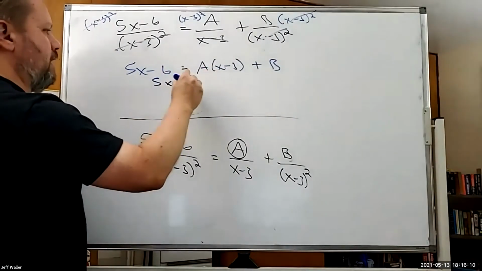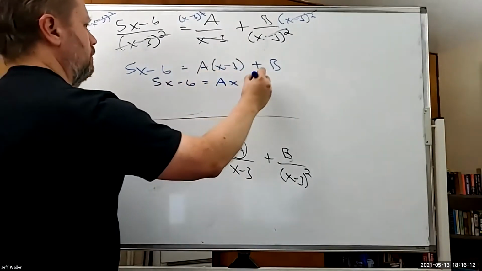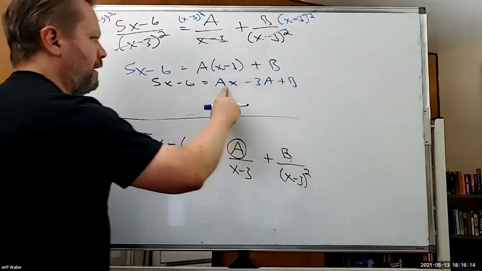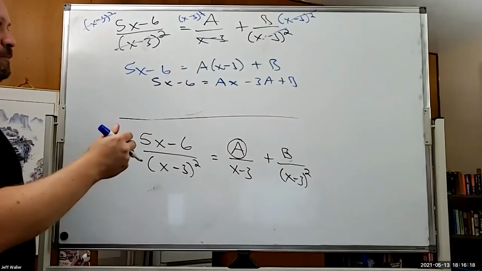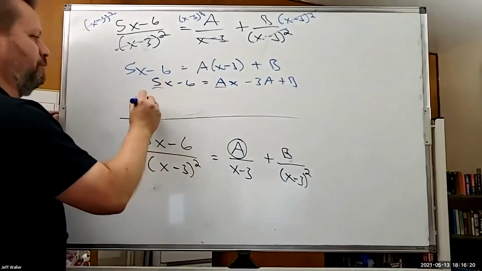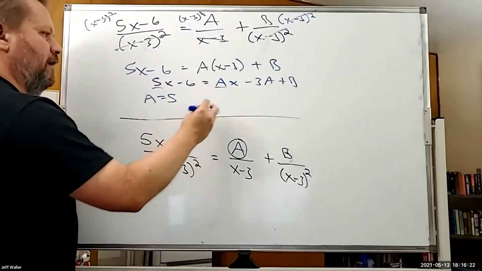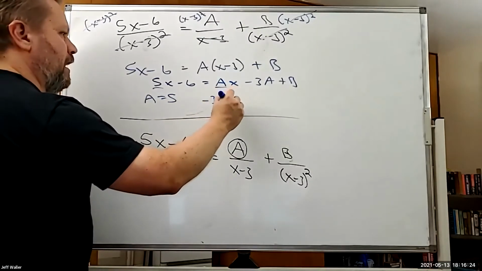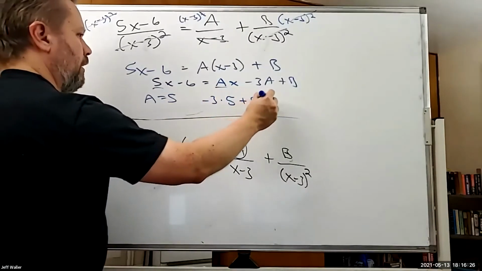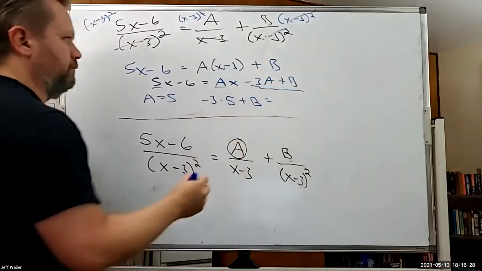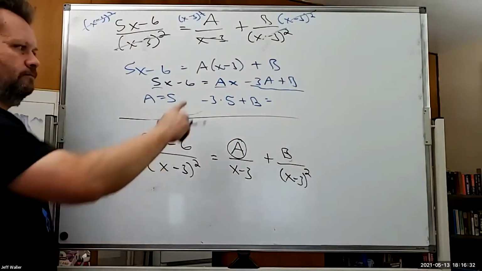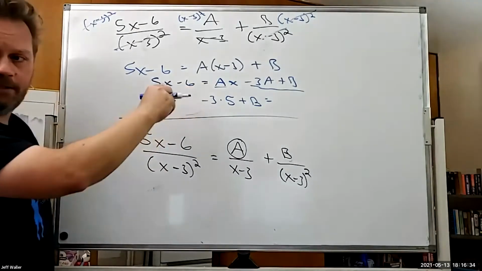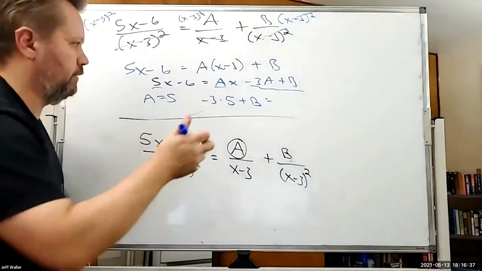What must A be? What's A got to be? What's the only thing A could be? What does A have to be? 5. A's got to be 5. Done. Yay. And then -3 times A plus B has to be what? What does this have to equal? Minus 6. It's got to equal -6, correct? Just because it's in the right place for it.